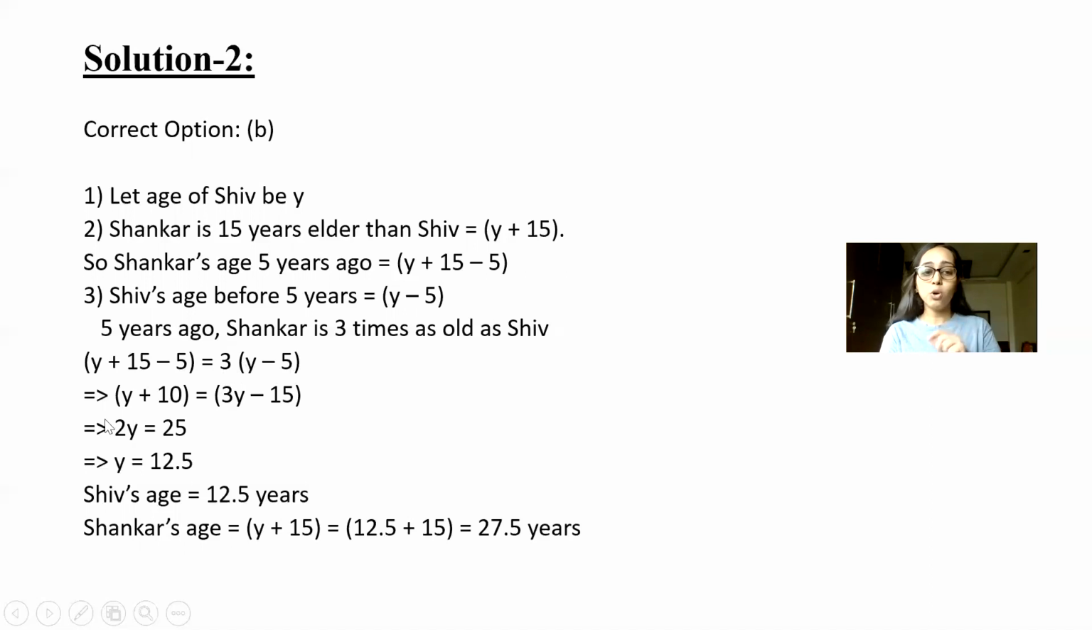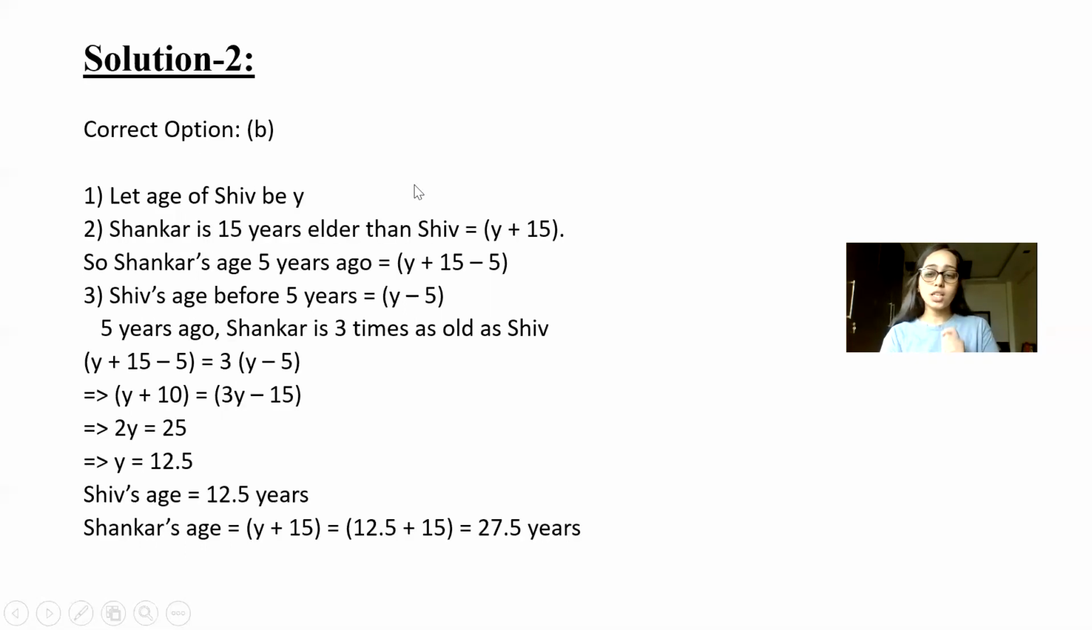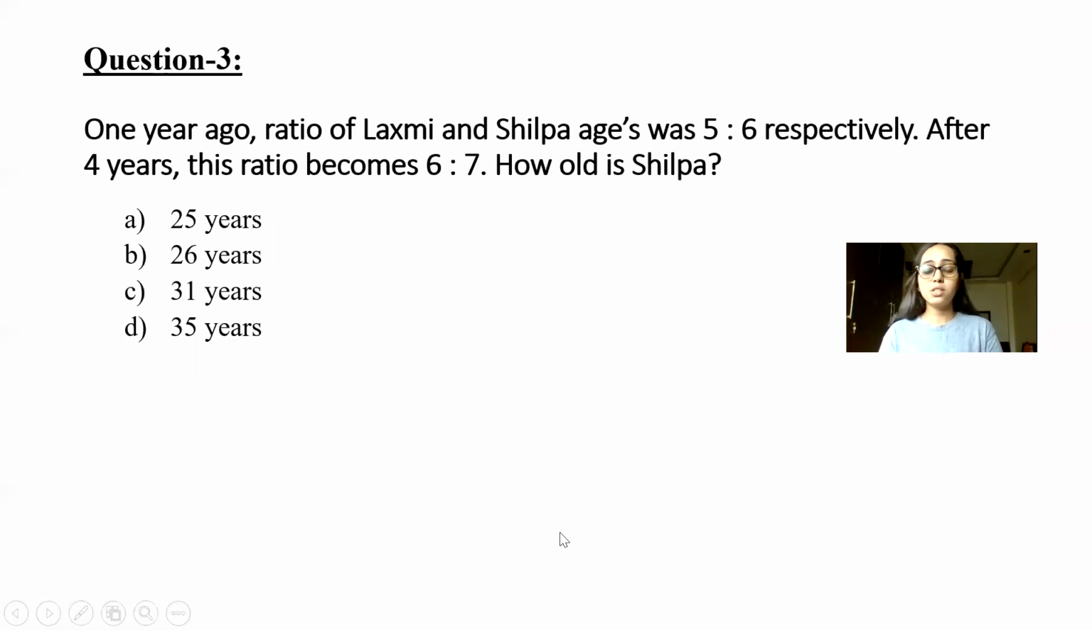We can equate both equations, move the y terms to one side and the constants to the other side, and we will get 2y equals 25, so y equals 12.5. So the current age of Shiv is 12.5. But if you go back to the question, we have been asked Shankar's present age. So Shankar's present age is y plus 15. We substitute the value of y into the equation and we get that Shankar's age is 27.5. I hope this is clear.